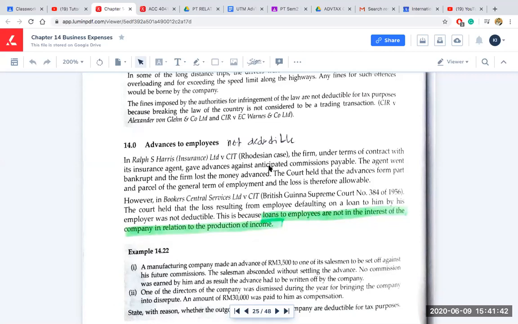Deductible if there is a pledge behind or a guarantee that you get the money, that the employee will be able to pay back, but the other one is not deductible. The other basis is that the objective of the company is not actually to give loans to the employees. It's more about making more profit, to generate more income rather than to give loans. So in general, we normally say that a loan to employee, if it's written off, is non-deductible. Okay, all right.